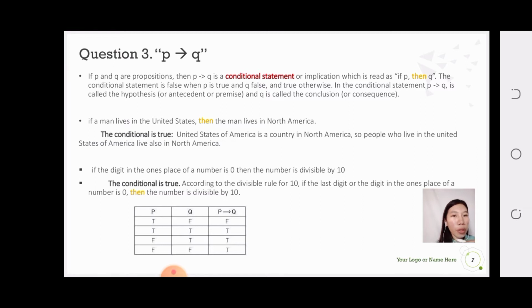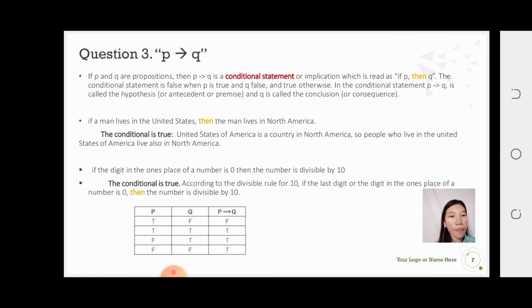And then the truth table is P, Q, and conditional statement. Ang iyang P kay true, then iyang Q kay false. So it's either true or false ang iyang result. So ang iyang result diri is false. And then ang sa second column naman is true, then true. Ang result niya is true.